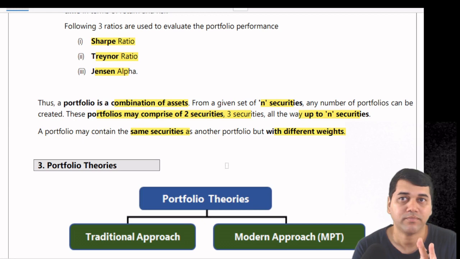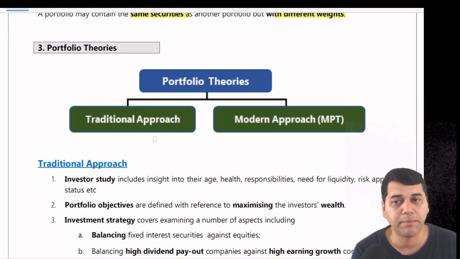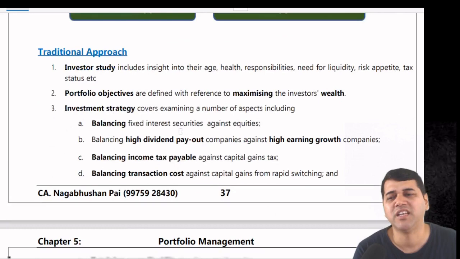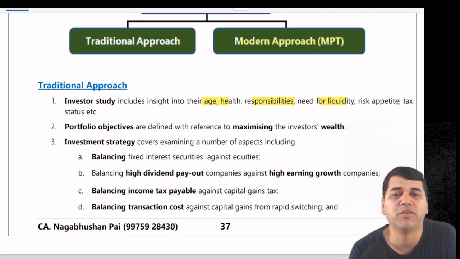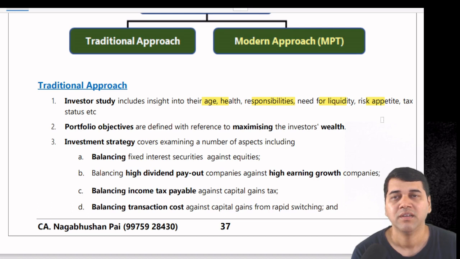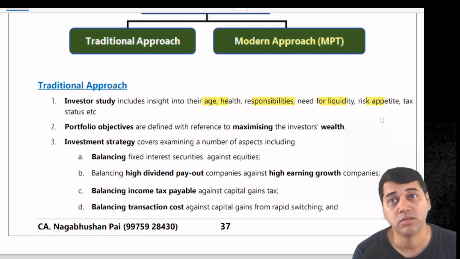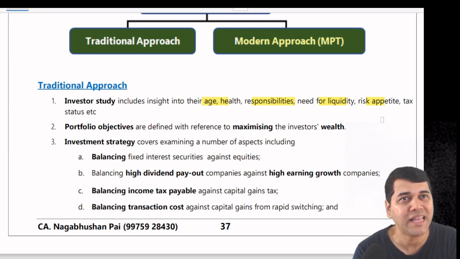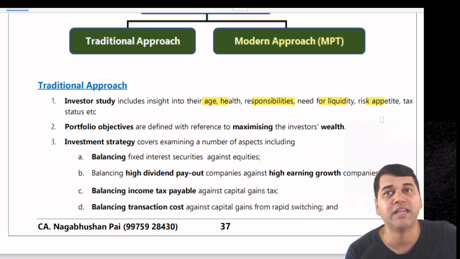Now, portfolio theories. There is a traditional approach and a modern approach, and what we are going to learn is the modern portfolio theory. What is the traditional approach? Under the traditional approach, the investor study includes insight into age, health, responsibility, and risk appetite. You go to a senior or a relative and say, sir, I want to invest, where should I invest? Then they ask you certain questions: what is your age, how many kids do you have, how much risk can you take, what is your income? It's a traditional approach. No analytics there. Somebody just feels and calculates a few things, and says, okay, invest in that. What is the basis? Their judgment.